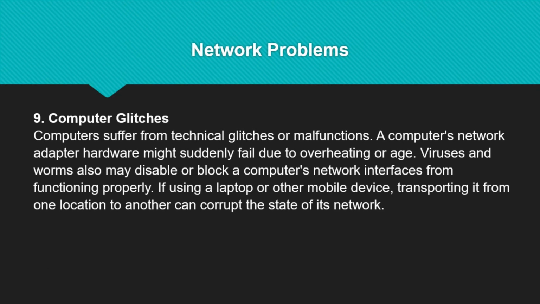Number 9, computer glitches. Computers suffer from technical glitches or malfunctions. A computer's network adapter hardware might suddenly fail due to overheating or age. Viruses and worms also may disable or block a computer's network interfaces from functioning properly. If you are using a laptop or mobile devices, transporting it from one location to another can corrupt the state of its network. That is why, if necessary, avoid transporting your mobile devices or laptops, like for example printers as well, or other desktops from time to time.